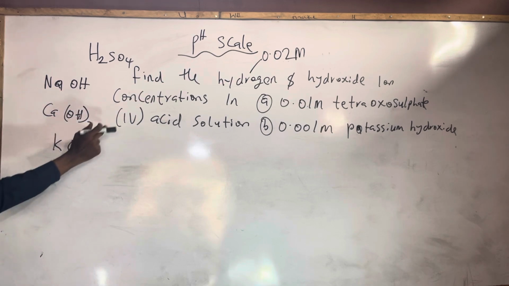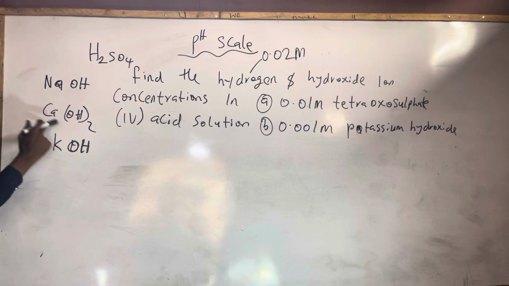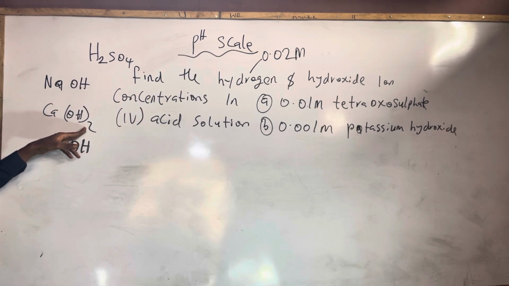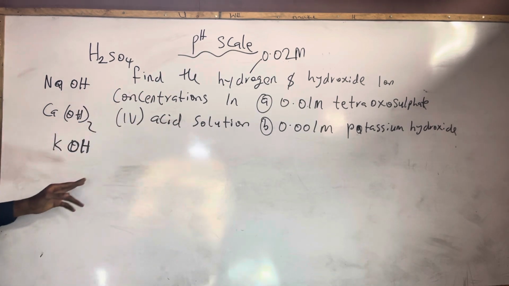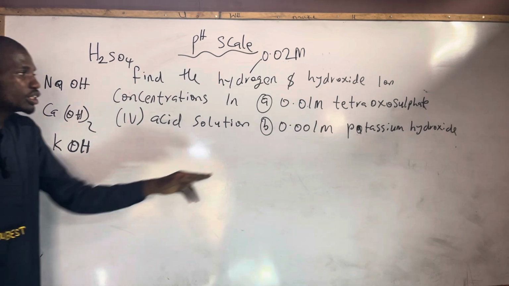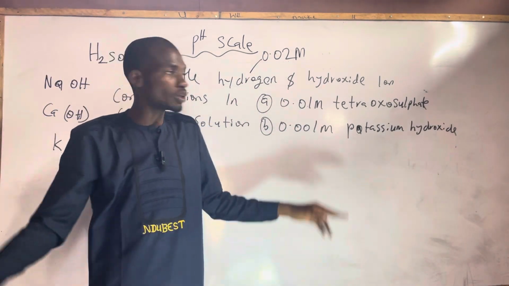So we have the chemical formula for calcium hydroxide. In every calcium hydroxide, the number of hydroxide is 2, so you multiply by 2 here. But with potassium hydroxide it is only 1. What are we going to do here?